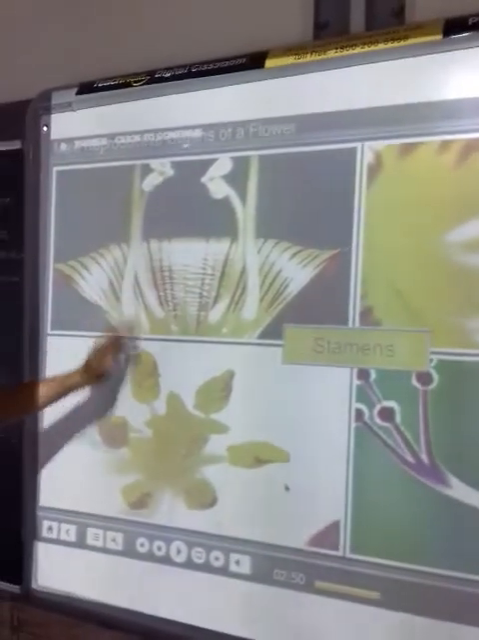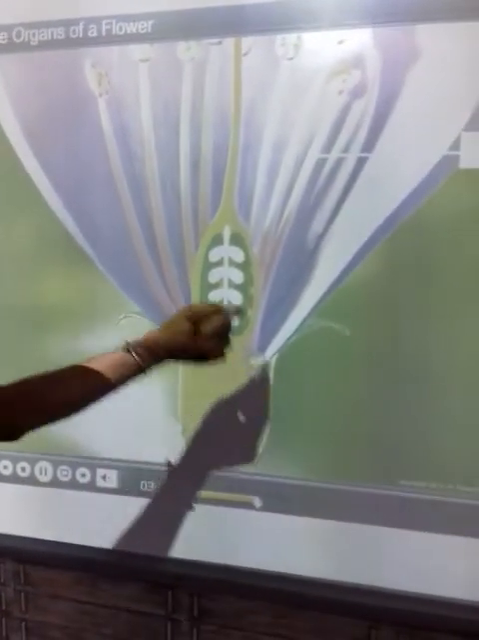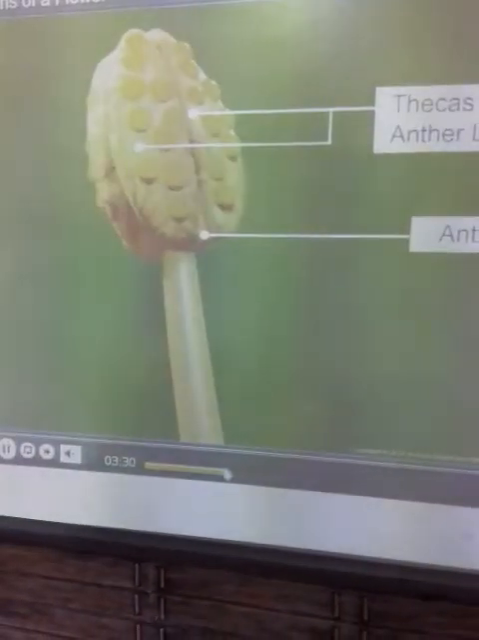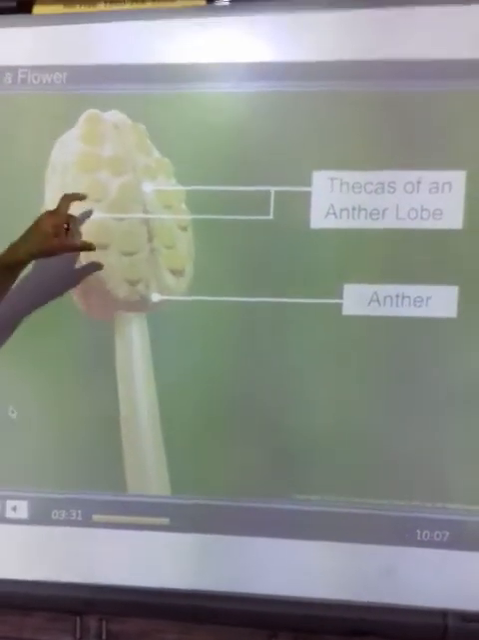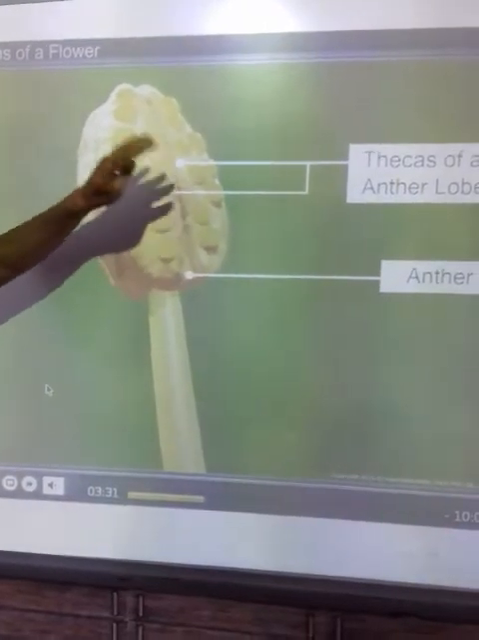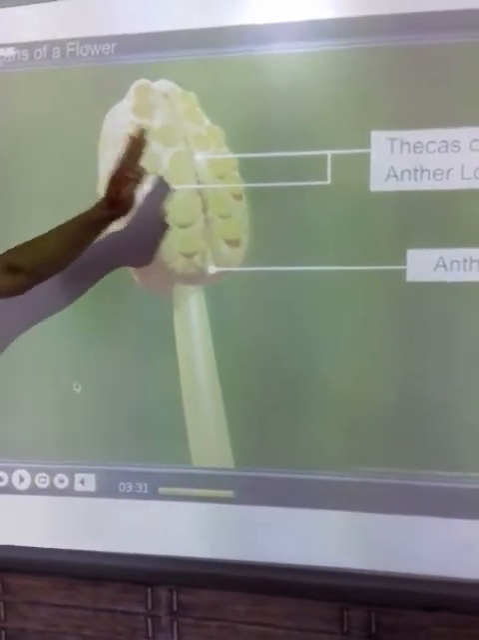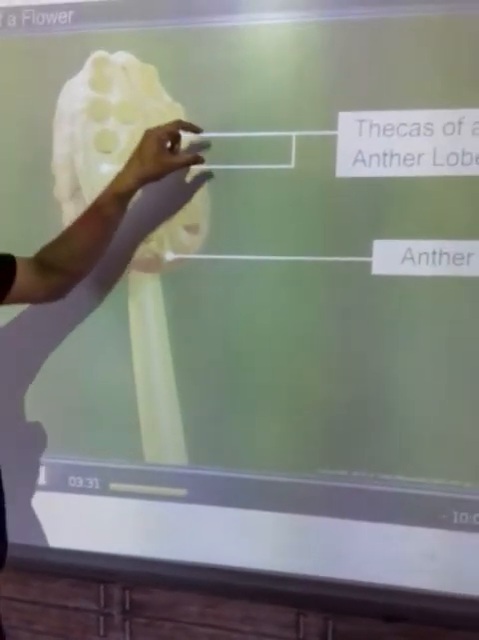And here they are showing different types. So this is the filament and this is the anther lobe. Here you can see the tip of the anther. These are what we call the lobes of the anther. As I told you, there are 2 lobes. If there are 2 lobes, they are called dithecous. If there is a single lobe, then we call it monothecous. And theca is the case.